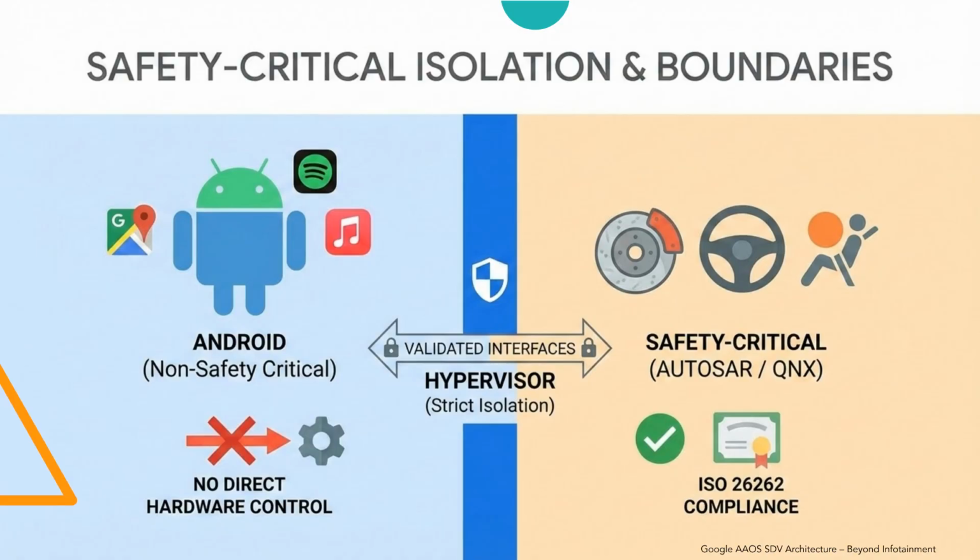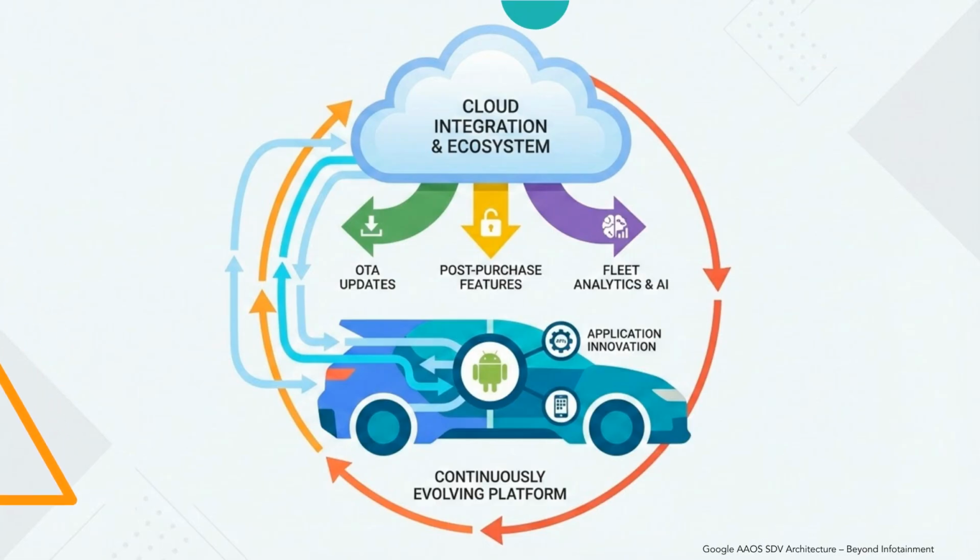This architecture enables deep cloud integration. Vehicles become part of a continuous software ecosystem. Features can be updated OTA. New capabilities can be unlocked post-purchase. Fleet-level analytics and AI optimization become possible. Android plays a central role in exposing APIs and enabling application innovation, transforming vehicles into continuously evolving platforms.